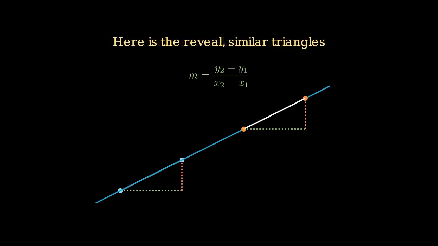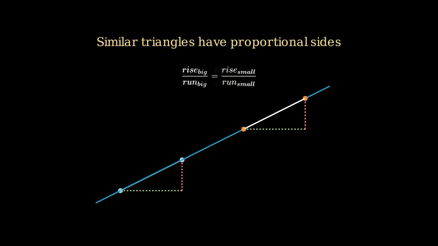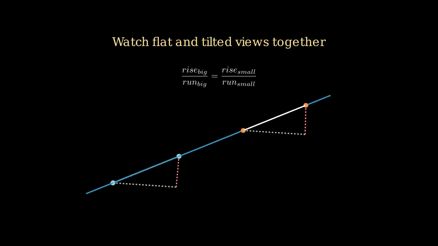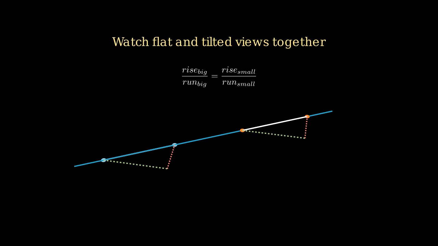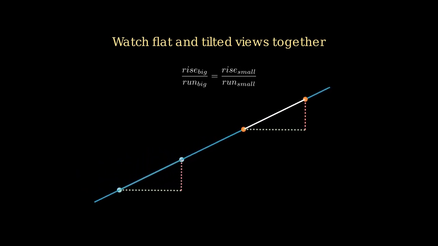Here is the reveal. The two triangles, the small one and the large one, are similar triangles. They share the same angle where the line crosses, and their sides are all parallel or lying along the same line. So every side of the big triangle is just a scaled up copy of the small triangle. Because the triangles are similar, their sides are proportional. That means the big triangle's rise divided by the big triangle's run equals the small triangle's rise divided by the small triangle's run. Look at the 2D and 3D views side by side.